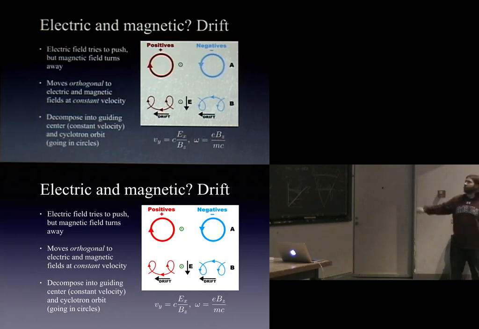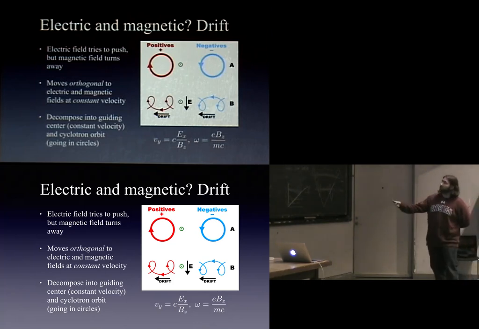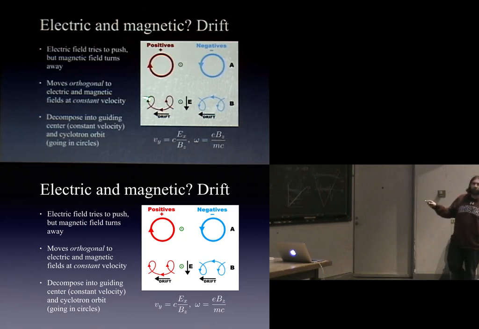And if you grind through the math, you find that these looping orbits will slowly drift to the left, and the speed at which they drift is proportional to the strength of the electric field, and inversely proportional to the strength of the magnetic field. So I make the electric field stronger, they move faster. I make the magnetic field stronger, they move more slowly because these coils get tighter and tighter.